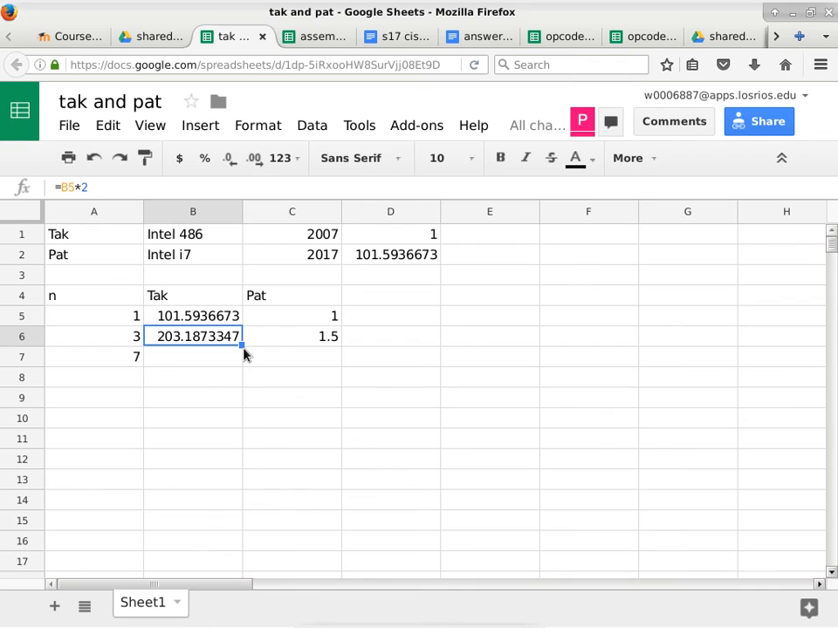I can either use this way, which is whatever this number is, and then plus this particular number. But I need to put a $ here because if I want to do a copy and paste later on, that's needed. With Pat's computer, it's really just 7 divided by 2 because it's the average case. So it is the number of elements in the array divided by 2, which in this case is 3.5.